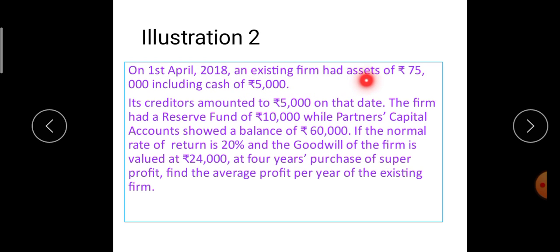Now they have given assets of 75,000 rupees, including cash of 5,000 rupees. Its creditors amounted to 5,000 rupees. So capital employed is assets minus liabilities. So 75,000 minus 5,000, it will be 70,000. Capital employed is 70,000. There is one more method. The firm had a reserve of 10,000 and capital of partners is 60,000. When we add capital and reserve, see, it is also 70,000. So using both the methods, we are getting capital employed of 70,000 rupees.